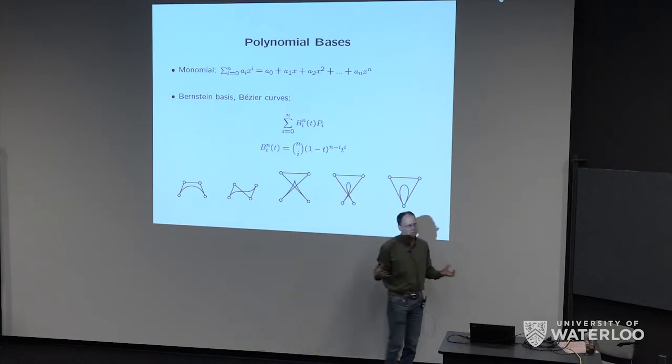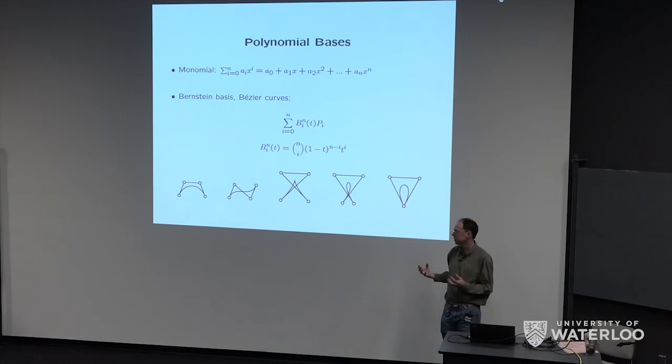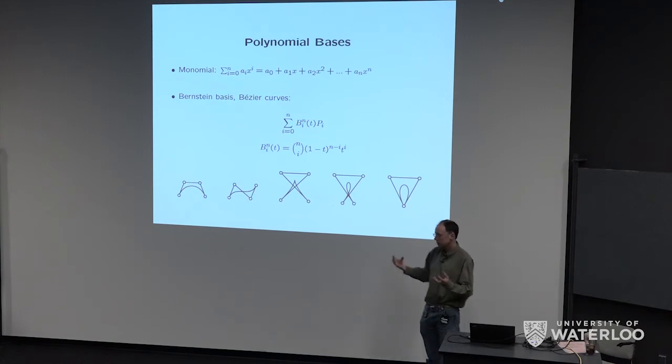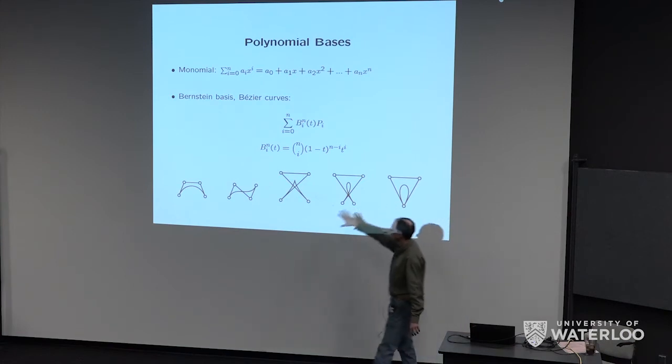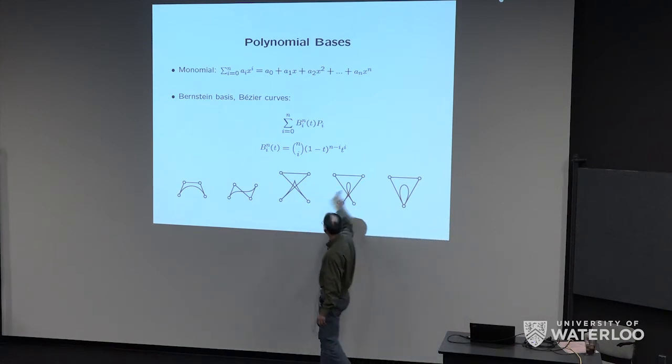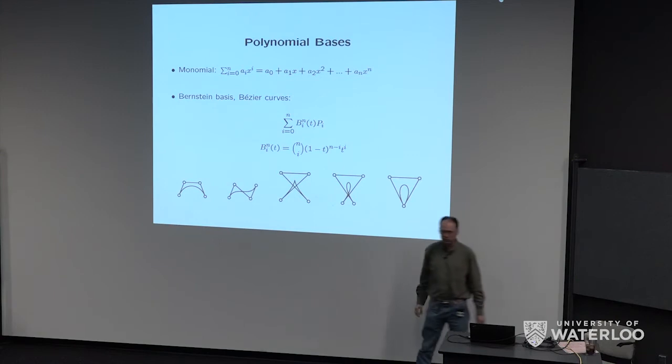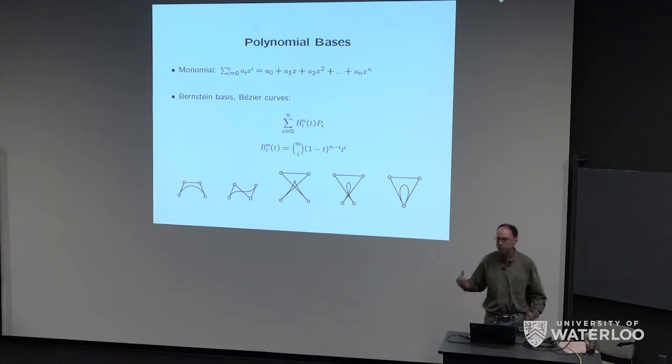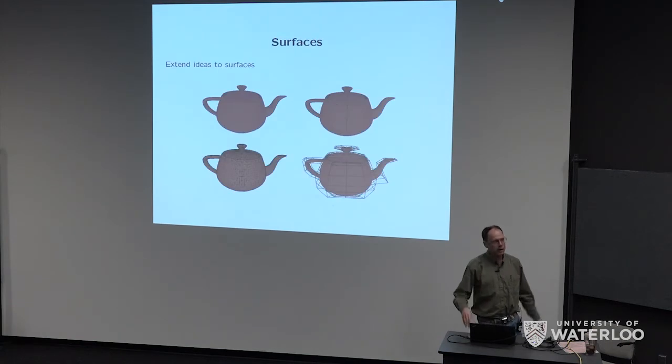And what this gives us is that the coefficients of the basis functions can be treated as points in 2D. And the way that you change the shape of your curve is you move these points around and you get a different shaped curve. And they have a lot of other nice properties that the monomial basis doesn't have. And then we will extend these ideas to surfaces.